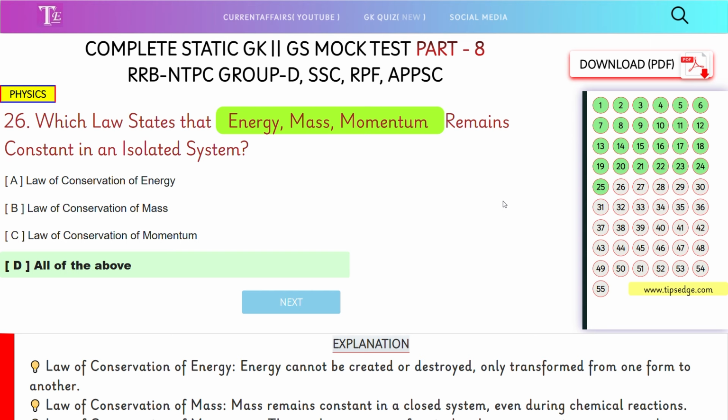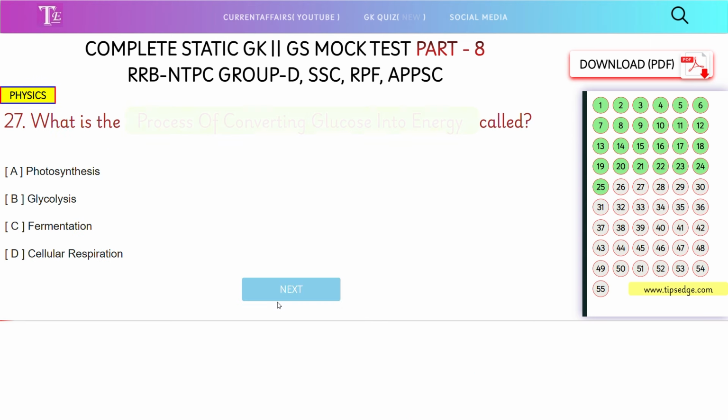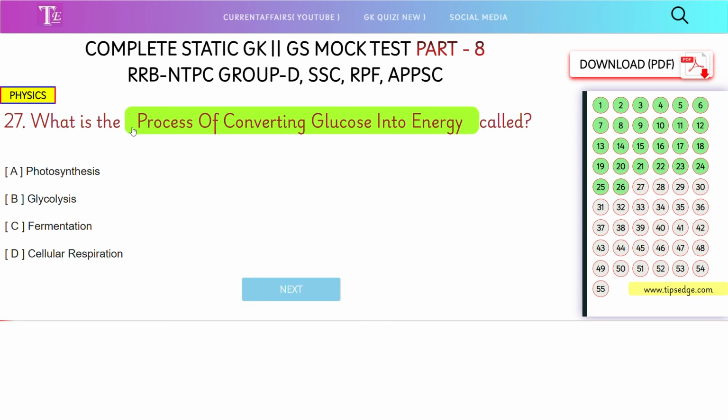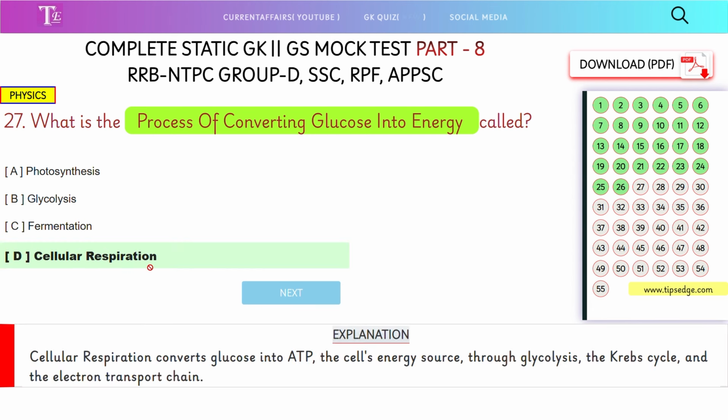Now moving to the 27th question. What is the process of converting glucose into energy called? Answer: cellular respiration. Cellular respiration converts glucose into ATP, the cell's energy source, through glycolysis, the Krebs cycle, and the electron transport chain.